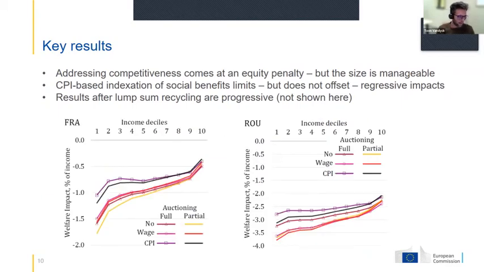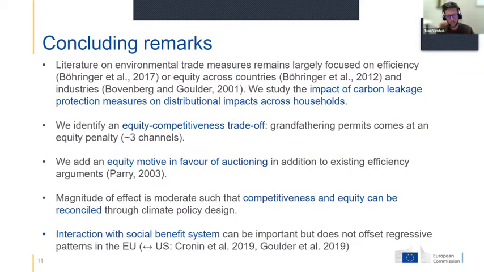Then the last slide here shows some other countries. This is just to illustrate. I will not go into detail here, but you find results for 11 countries in the paper. And to conclude, I think we contribute to the literature by studying the interaction of competitiveness elements in climate policy design and the income distribution outcome of climate policy. And we identify this equity competitiveness trade-off. And this actually gives an extra argument in favor of auctioning permits, this time not in terms of efficiency, but in terms of equity.